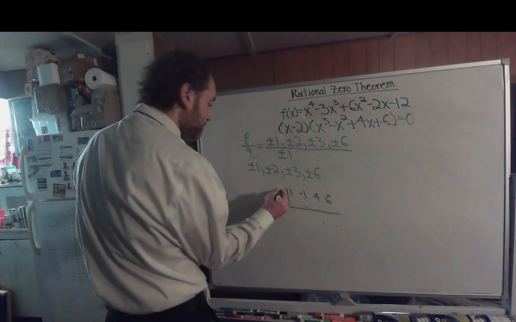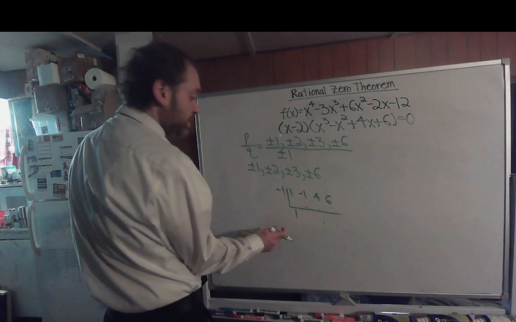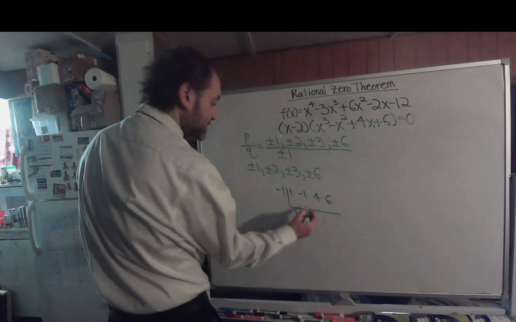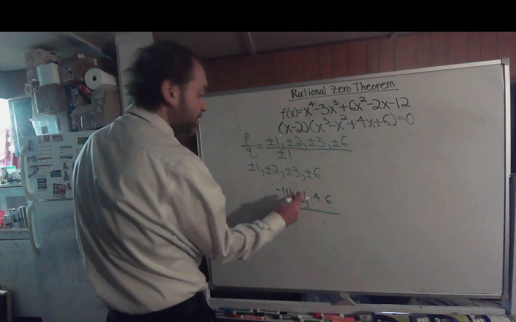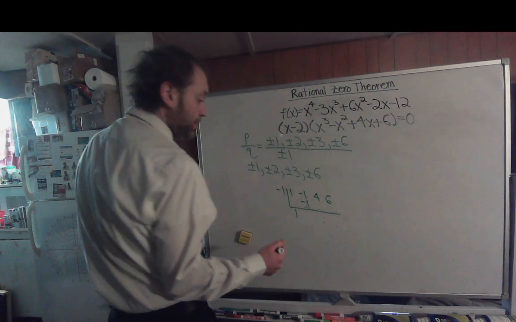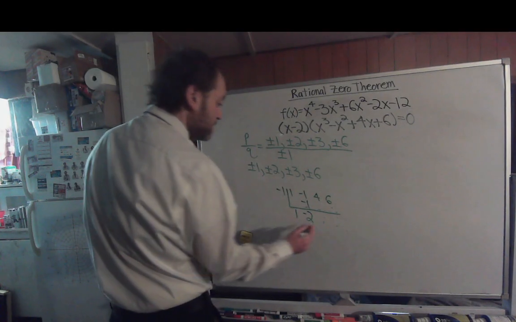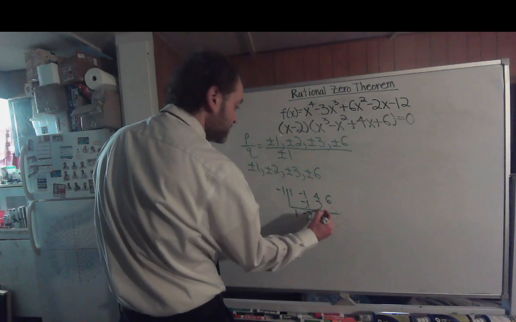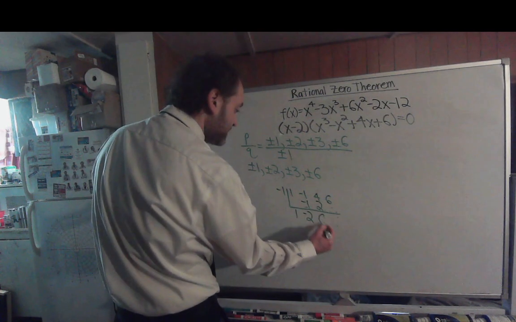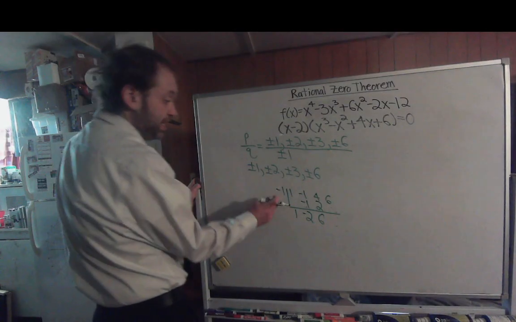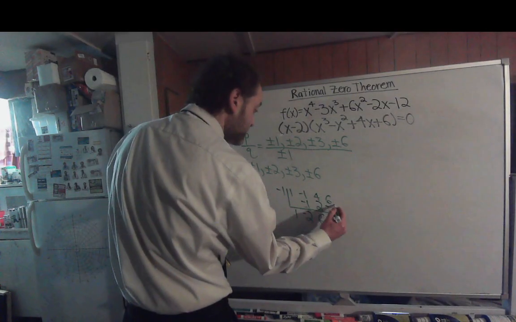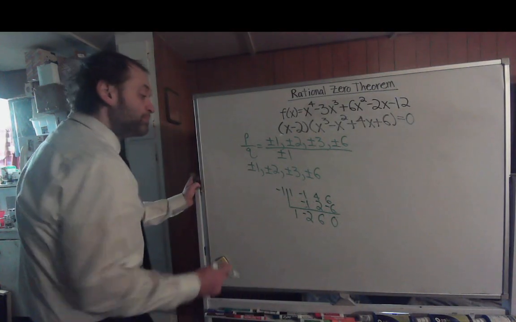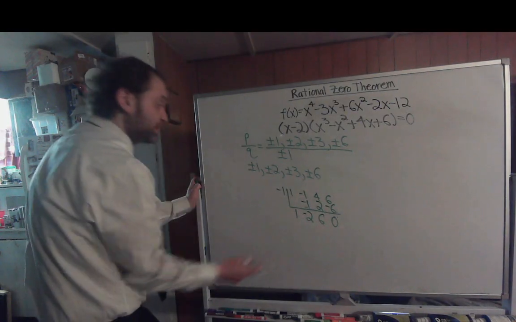How about negative 1? So bring down your 1. Negative 1 times 1 is going to be negative 1, while negative 1 minus 1 is negative 2. Negative 1 times negative 2 is positive 2. 4 plus 2 is 6. Negative 1 times 6 is negative 6. Well, what do you know? 6 minus 6 is 0. So we found another factor.